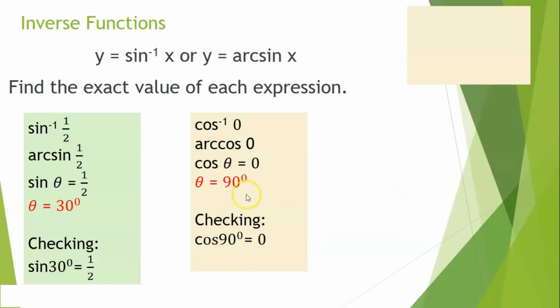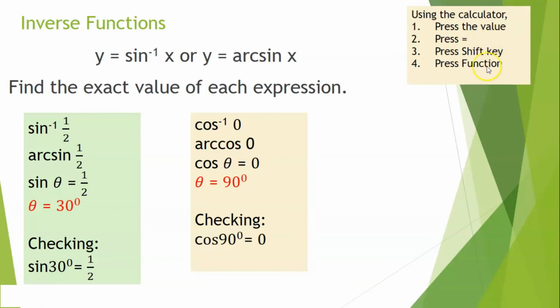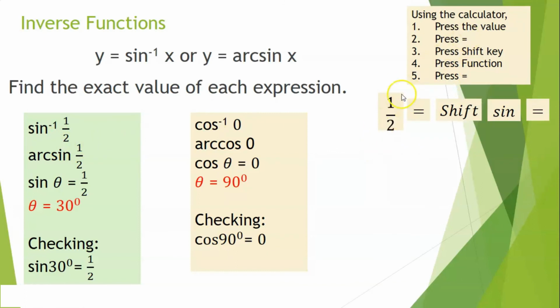Now, how to easily do this? So given this, you can make use of your calculators. So using the calculators, you simply have this process. Press the value, press equal sign, then press shift key, then press the function and press equals. So for example, referring to the first example, the value here is 1/2, so equals, then shift sine equals, it will give you 30 degrees.